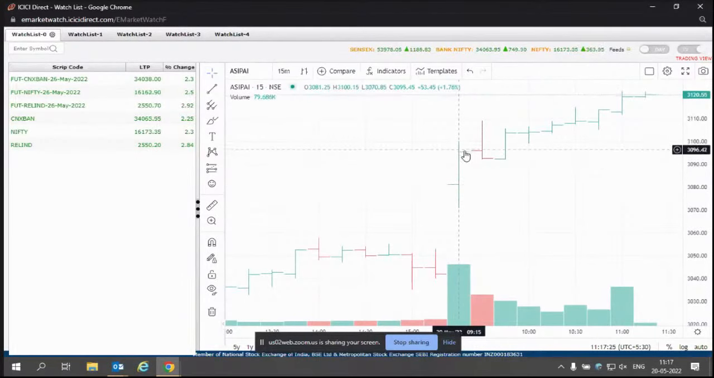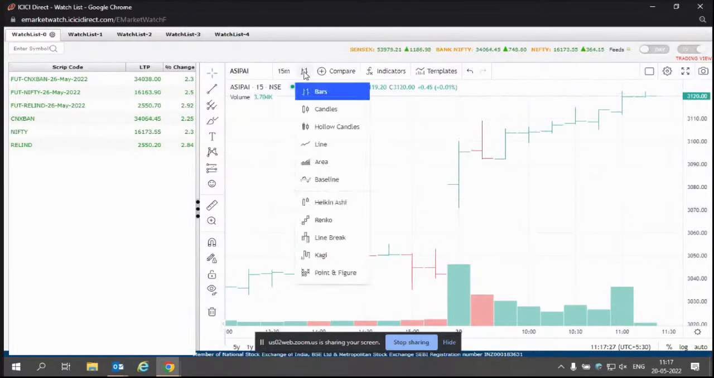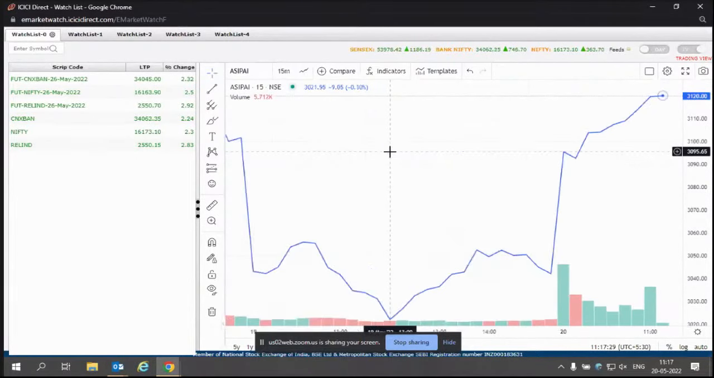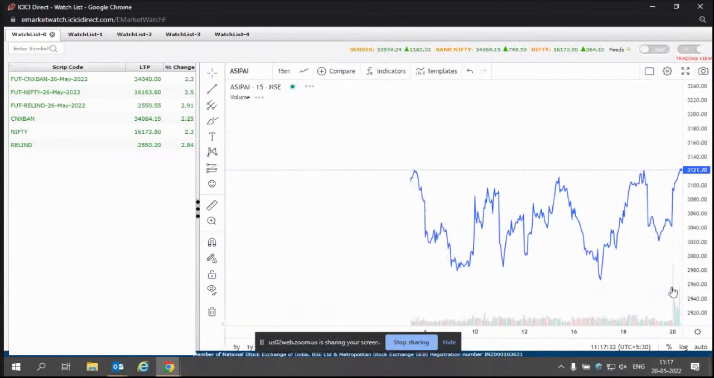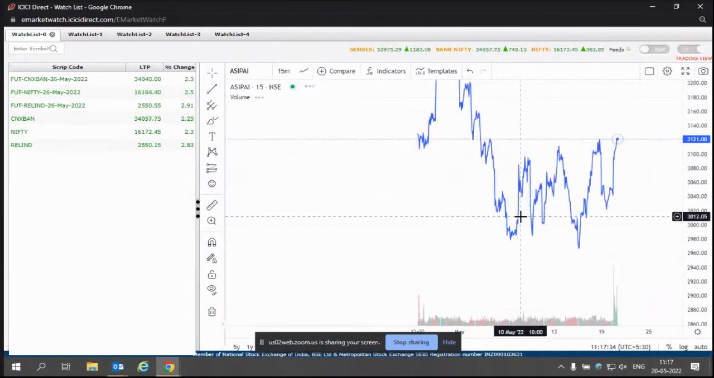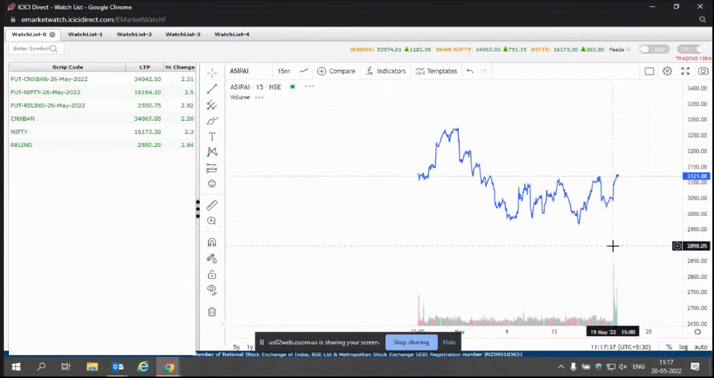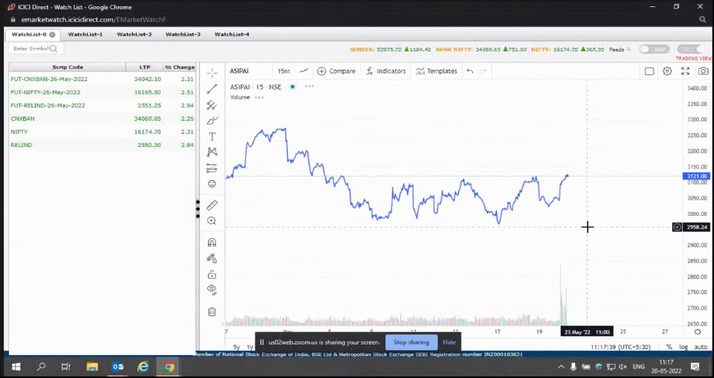Third is, again, a line chart. A line chart is a way of visually representing the stock price history using a single continuous line. A line chart is easy to understand and simple in form, depicting only changes in the stock's closing price over time. So these are the three types of chart which one can look out for, but preferable will be the candlestick chart.